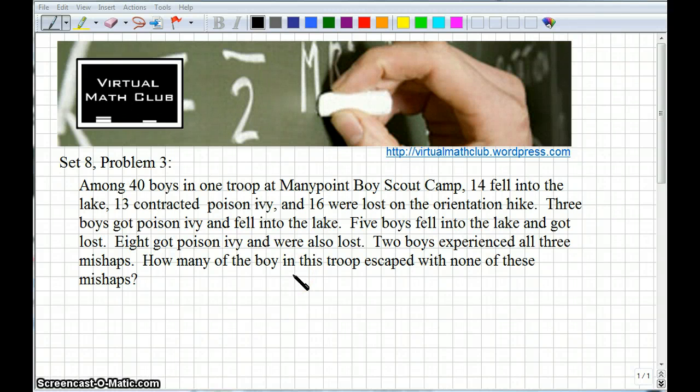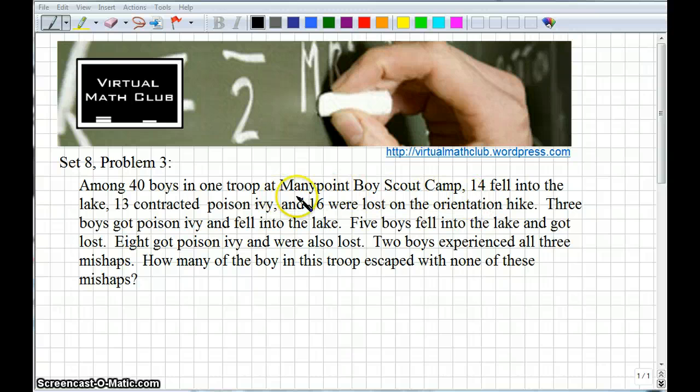All right, in problem number 3, we have 40 boys who are going to Boy Scout camp at Many Point. Now, Many Point is actually a Boy Scout camp here in Minnesota, but these aren't actual boys, at least none that I know of.